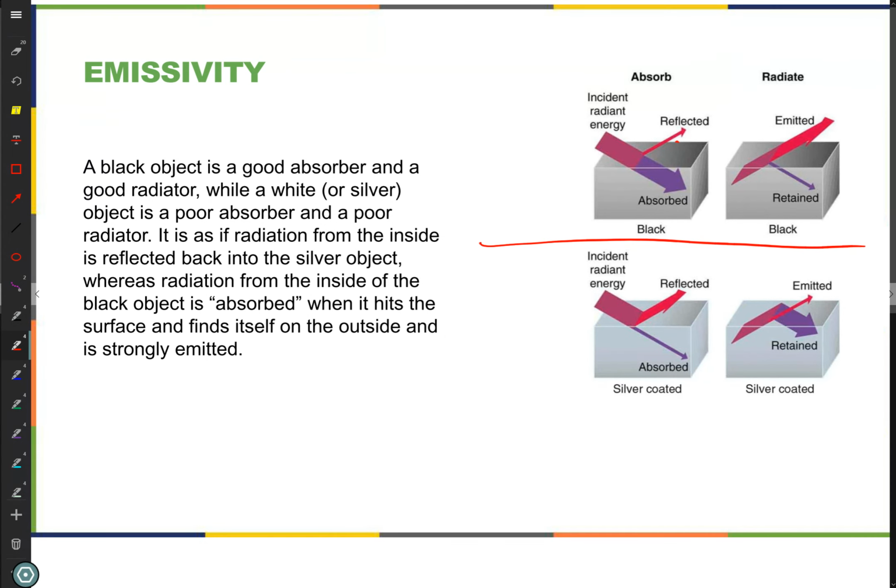Silvered object, it's going to be just the opposite. Most of the energy is reflected whether it's trying to come in or trying to go out. You put those together and you have the silver and black attack.